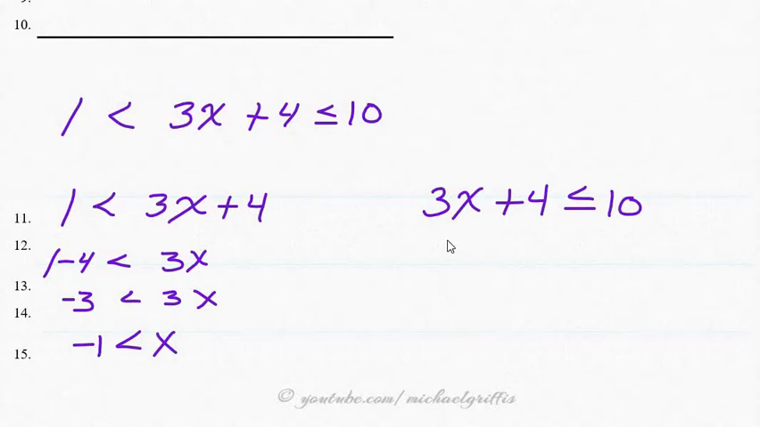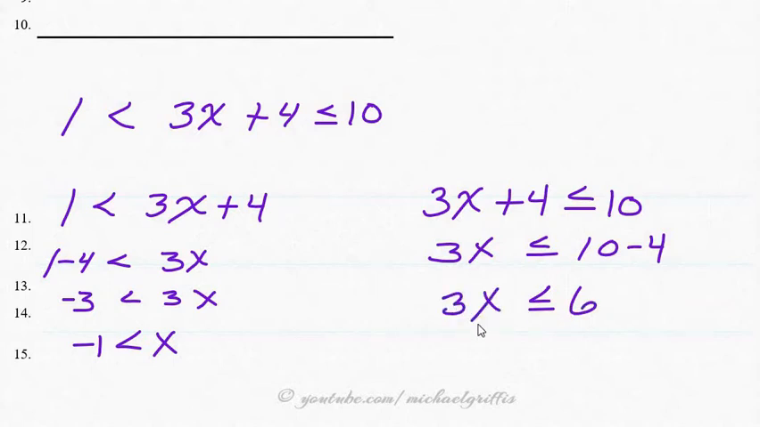Now let's look at this one here. We're going to have 3x is less than or equal to 10. Bring the 4 over, or that's the way I see it. Subtract 4 from both sides, so this becomes 6. Multiply both sides by 1/3. 1/3 of 6 is 2.